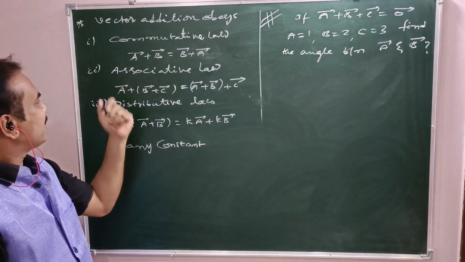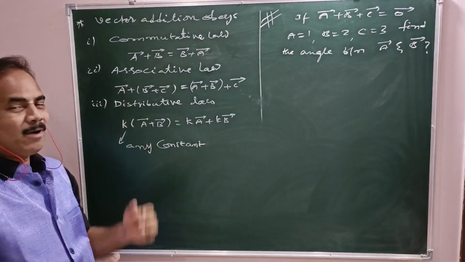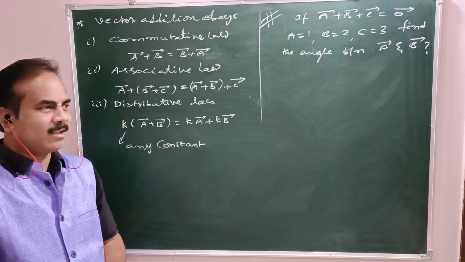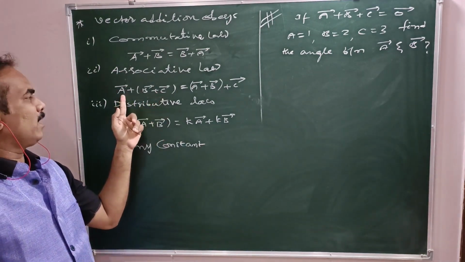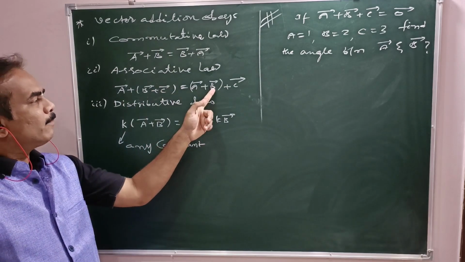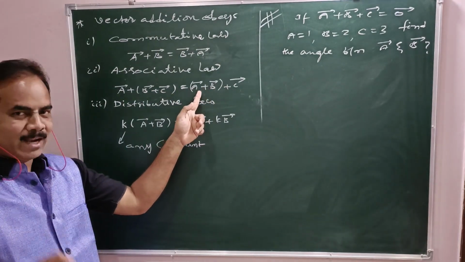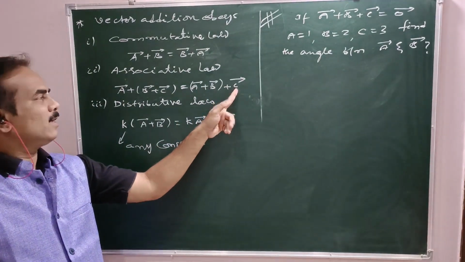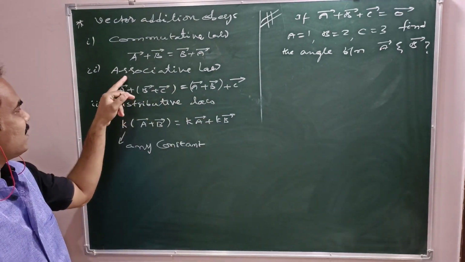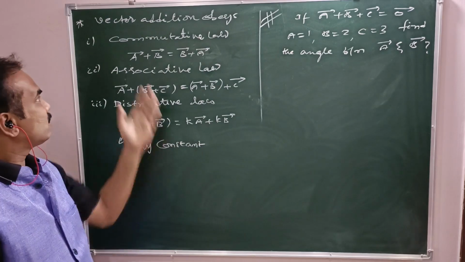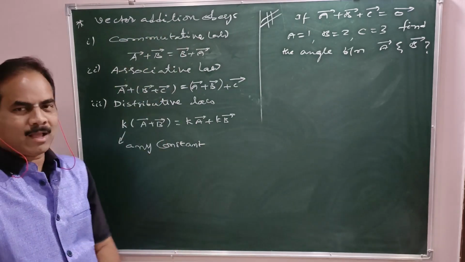Coming to the next property, if A bar, B bar and C bar are three vectors, then B bar plus C bar gives one vector which is added to A bar. Here B bar is added to A bar, resulting in one vector to which C bar is added. In both cases, we will have the same result. So that property is said to be associative law. So vector addition obeys associative law also.